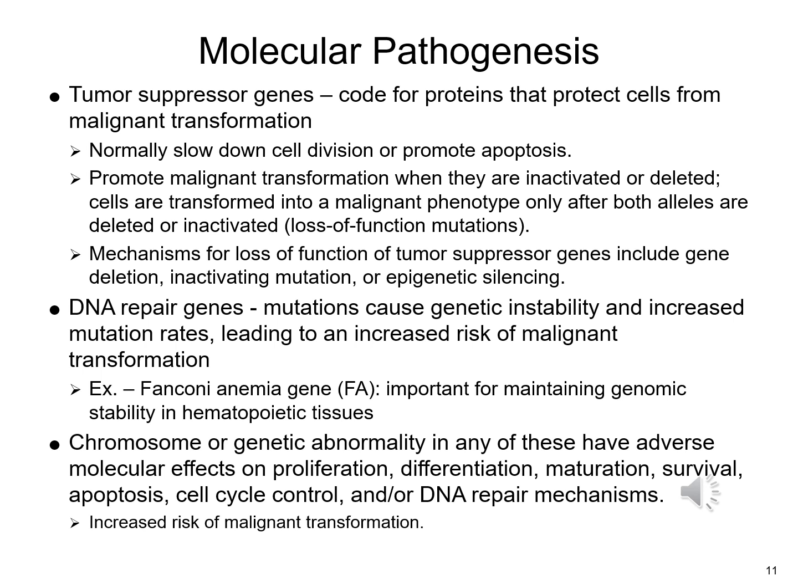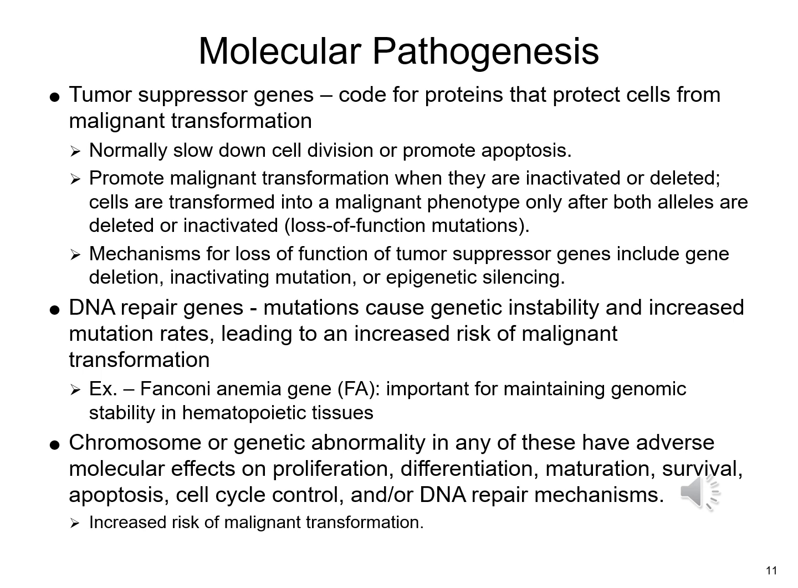Now, the mechanisms for the loss of function of tumor suppressor genes are going to include gene deletion, inactivating mutation, and epigenetic silencing. Now, if there's a mutation in the DNA repair genes, then it can cause genetic instability and increase mutation rates, leading to an increased risk of malignant transformations.